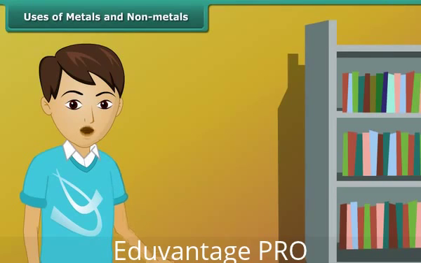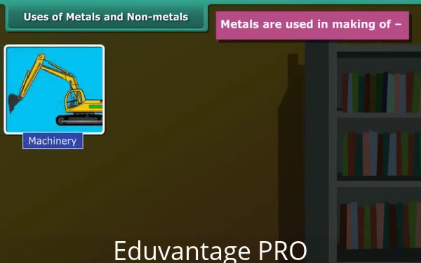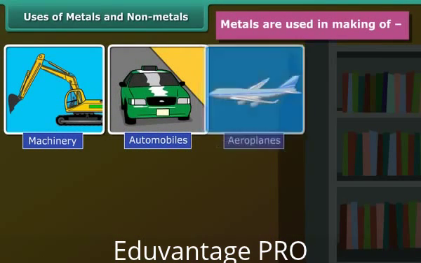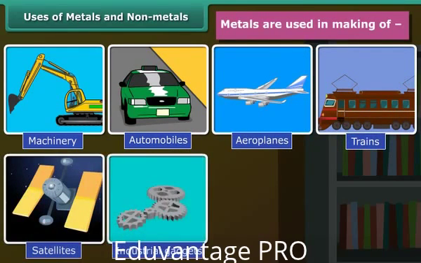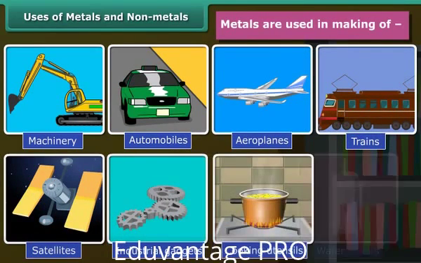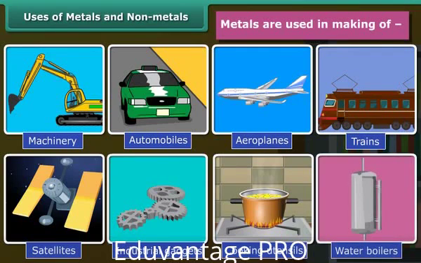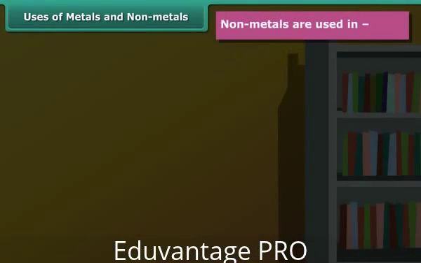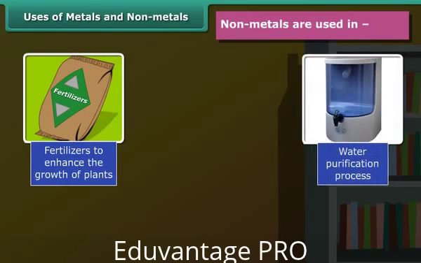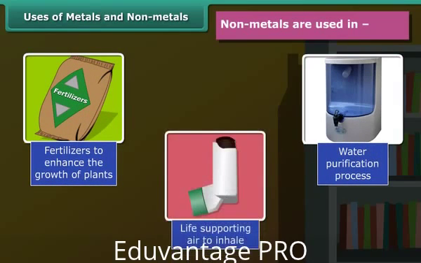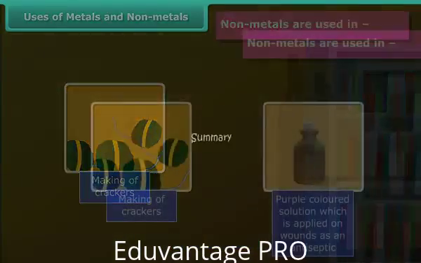As we know that metals are hard in nature, so they are used in making machinery, automobiles, aeroplanes, trains, satellites, industrial gadgets, cooking utensils, water boilers, etc. Non-metals are not so hard, so they are used in fertilizers, water purification process, life-supporting air, crackers, and so on.